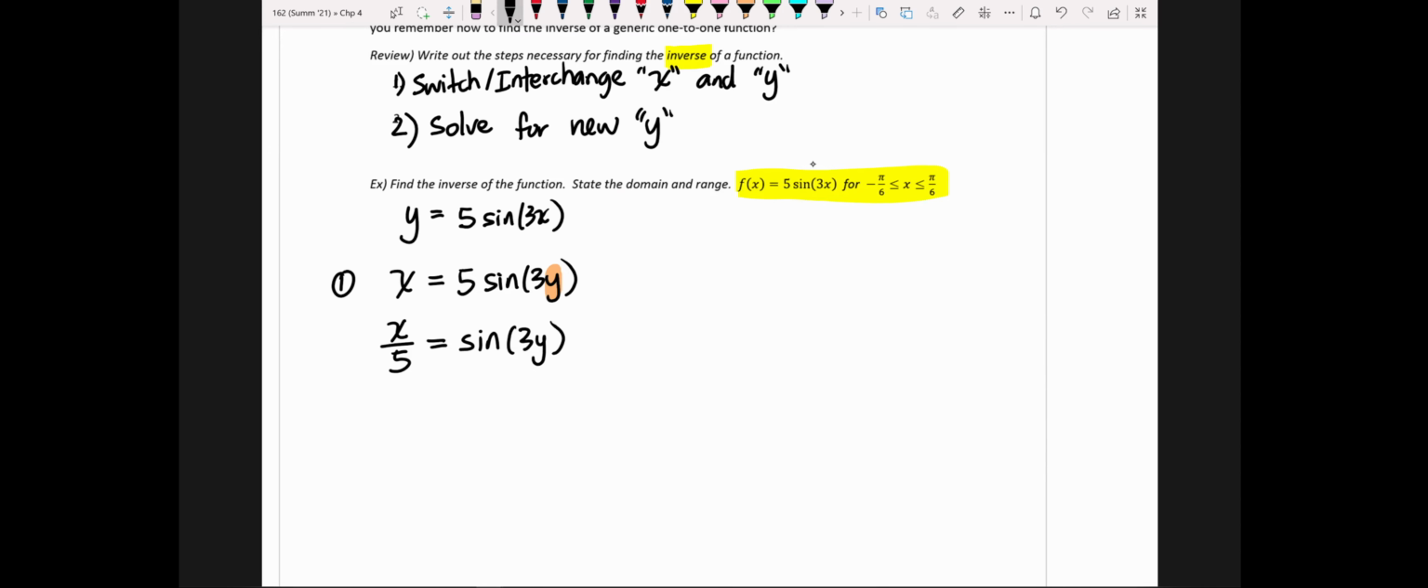Remember, when we want to solve for something that's stuck inside, to get it outside, we have to introduce the inverse function. So to bring the input outside, we go from sine to inverse sine, and that allows us to switch. Going from sine to inverse sine allows us to switch. So the x over 5 comes in and the 3y goes out. Okay, so finally we want to isolate y. So let's divide both sides by 3.